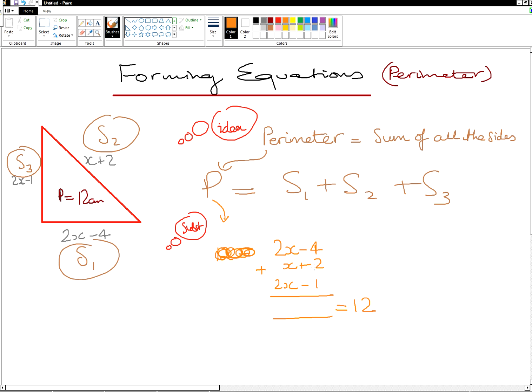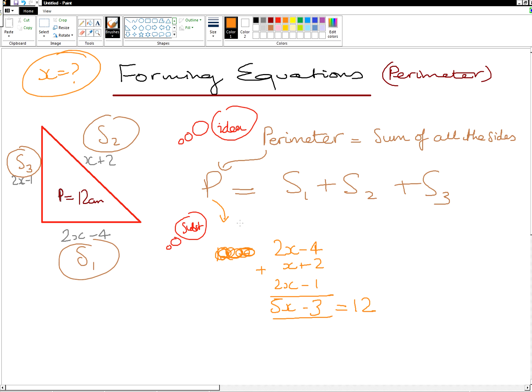So we have minus 4 add 2. Minus 4 add 2 is minus 2. Minus 2 add another minus 1 is minus 3. Okay, you have 2x plus x plus 2x. What does that give us in total? 5x. Lovely. Now, what do we have to work out the value of? x.